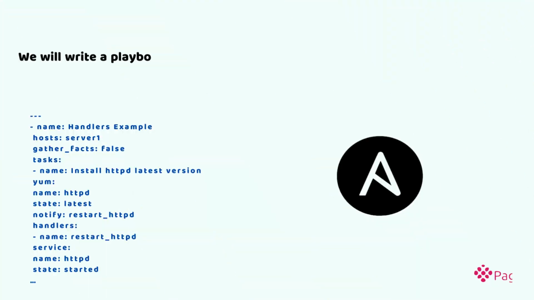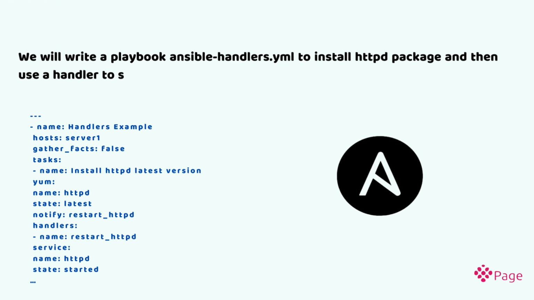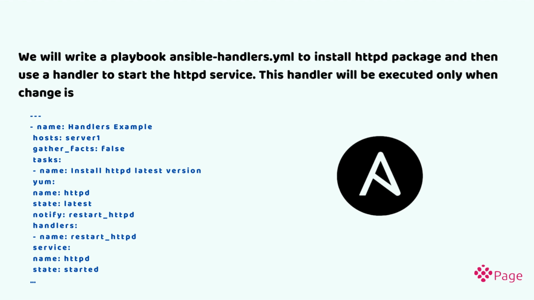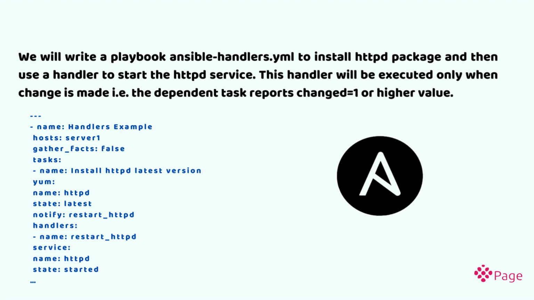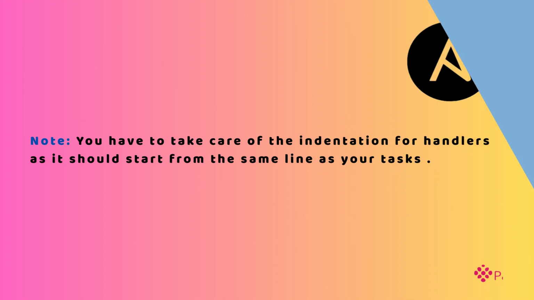We will write a playbook, ansible-handlers.yml, to install the HTTPD package and then use a handler to start the HTTPD service. This handler will be executed only when a change is made, i.e. the dependent task reports changed equals 1 or a higher value. Note: you have to take care of the indentation for handlers, as it should start from the same level as your task.